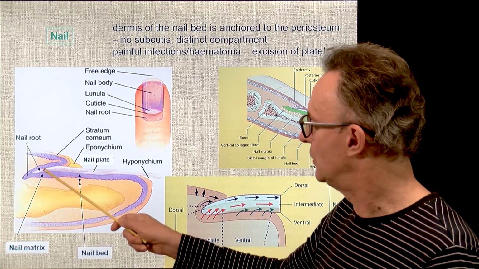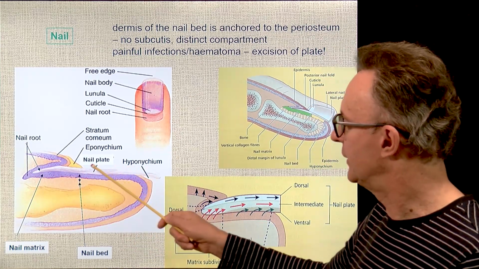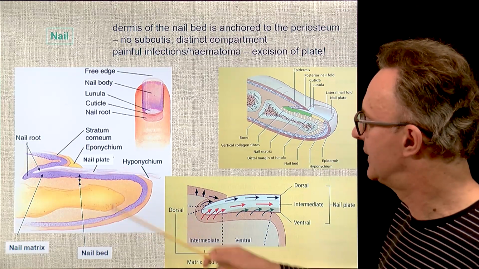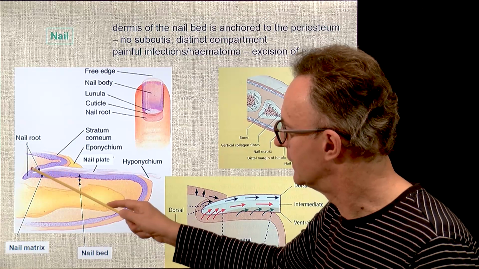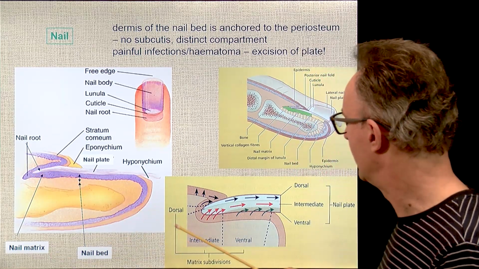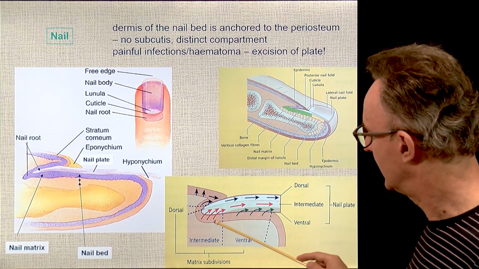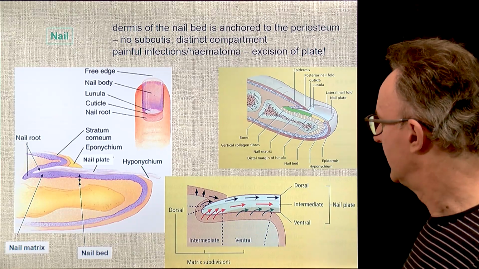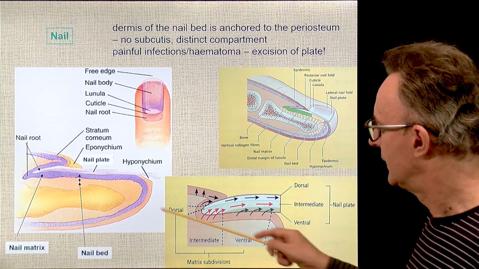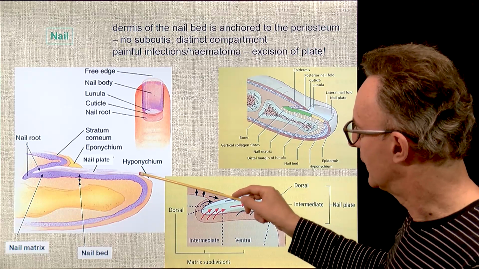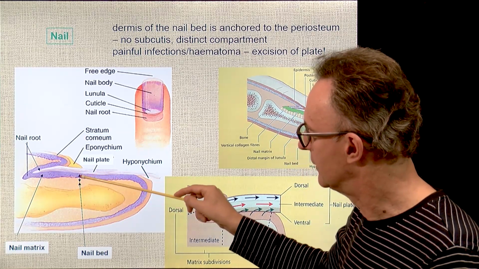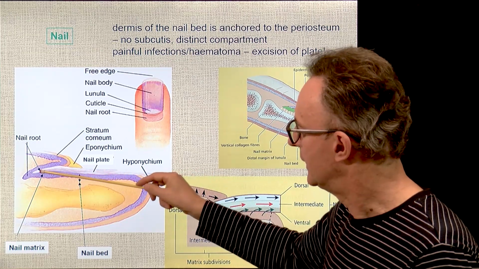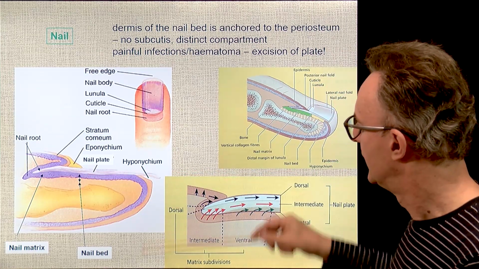The nail is also a keratin structure, the nail plate, produced by the matrix here in this angle, having different parts: dorsal, middle, and the ventral part. You don't need to know this. And then the rest is called the nail bed. So the matrix is this angle, and then the nail bed is the distal part, and this would be here the nail plate.